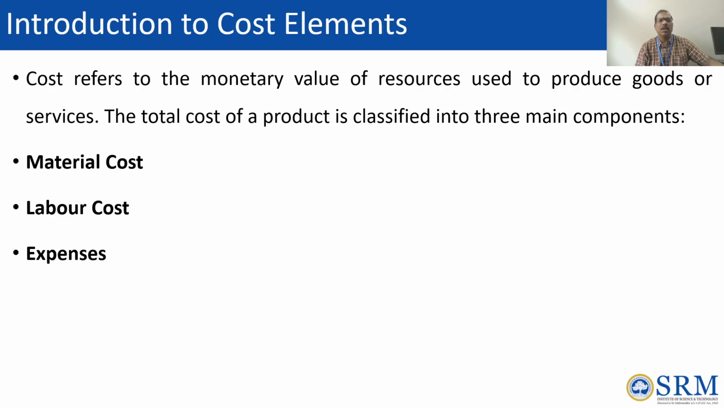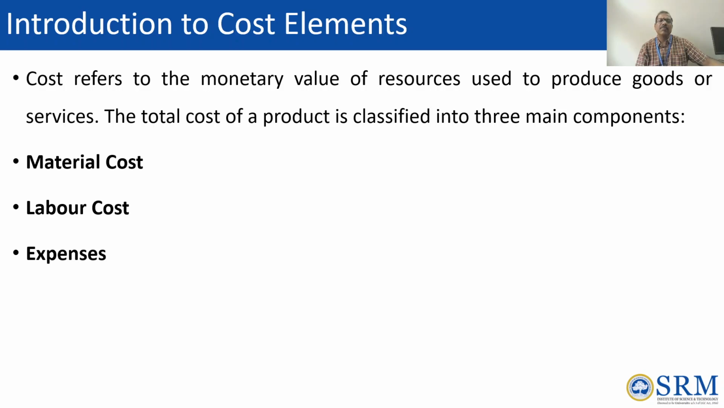So what is cost? Cost refers to the monetary value of resources used to produce goods or services. Production may be a service also, or manufacturing, meaning producing goods. Either for production or for manufacturing, cost is the monetary value of resources used to produce the goods, as well as services in terms of production. That is what is referred to as cost.